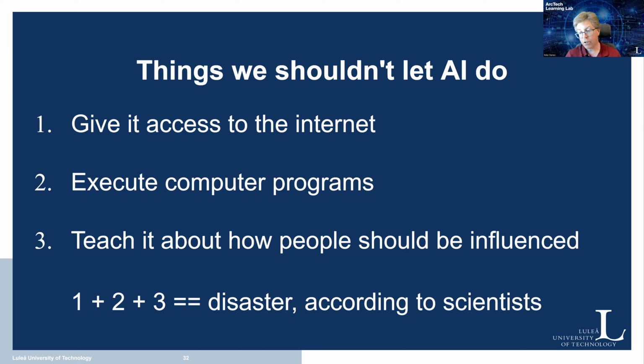And according to the AI scientists, this will lead to disaster. We shouldn't be doing this, especially number two combined with number one is quite scary, where the AI can create programs, it can execute them, it can use that to fetch information from the internet, but also use that to improve itself. So, to basically change how the AI works.